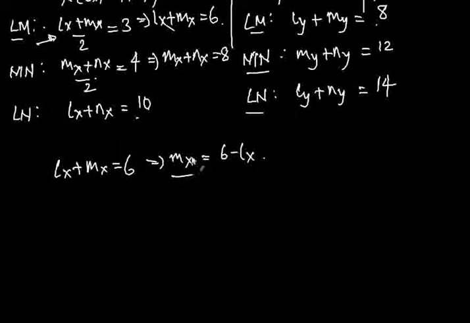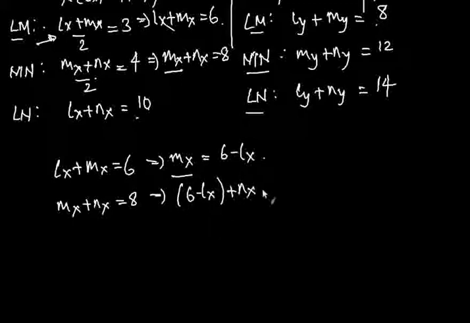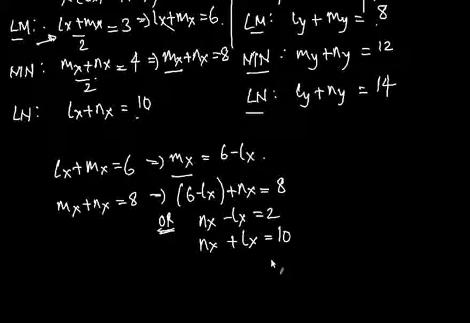Now I'm going to take this value of mx and plug it in over here in the second equation, and the second equation was mx plus nx is equal to 8, which implies 6 minus lx plus nx is equal to 8, or this is just another way of saying that nx minus lx is equal to 2, right? Now the third equation has just lx and nx in it anyway. So the third equation is nx plus lx is equal to 10, right?